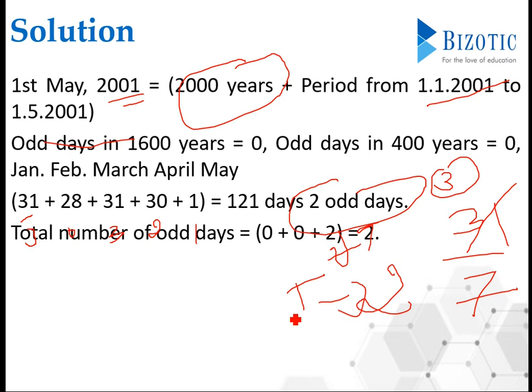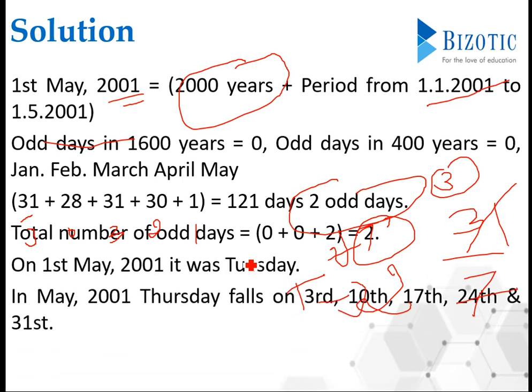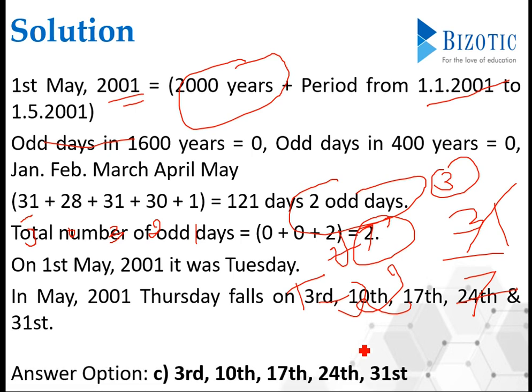If May 1st is Tuesday, which day will be Thursday? Now you know that you have to add 2 odd days. May 1st is Tuesday, 2nd May will be Wednesday, and 3rd May will be Thursday. So the first day will be 3, and there is only one answer option starting from 3rd. Your right answer option will be 3rd, 10th, 17th, 24th and 31st.